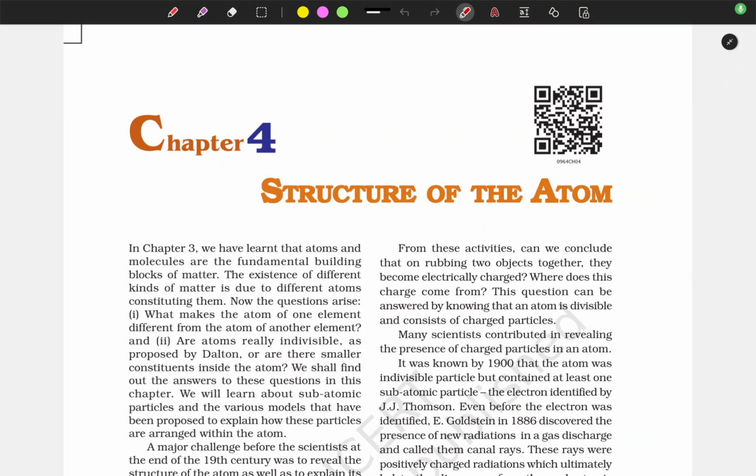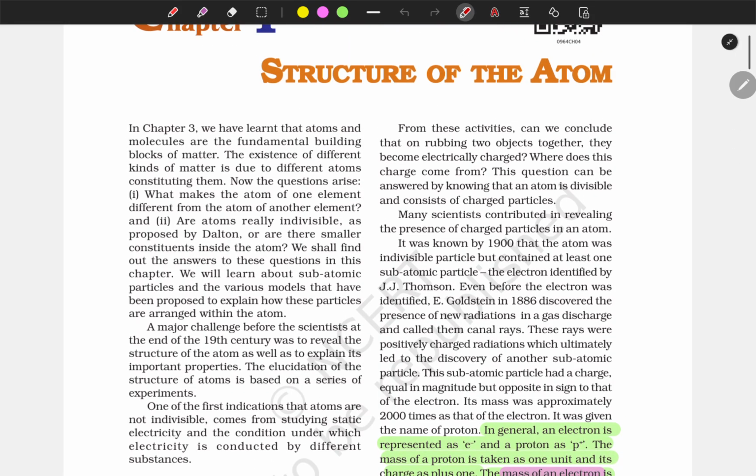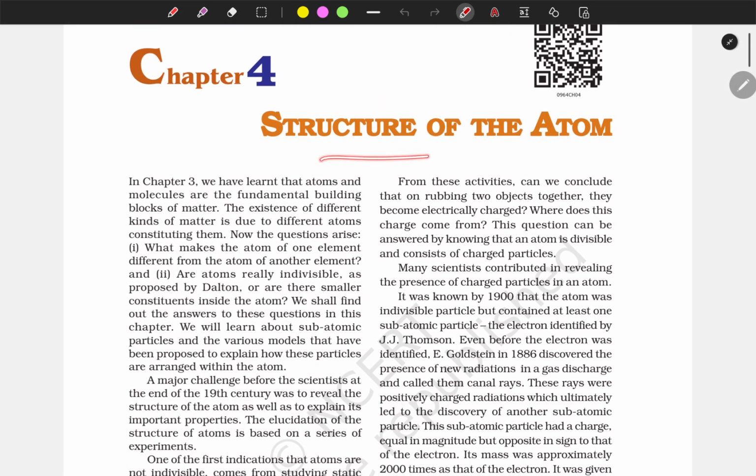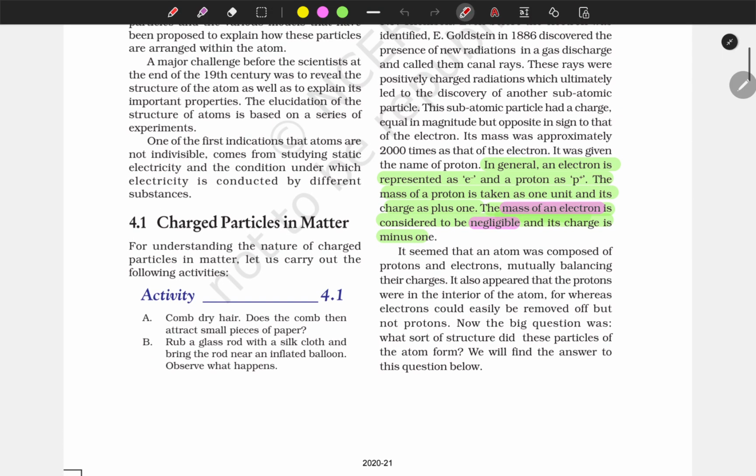In this video, we are going to revise the fourth chapter of the NCERT 9th class, Structure of an Atom. So we will be only discussing and revising the important points. Okay, let's discuss in general: the electron is represented as e negative and a proton as p positive.